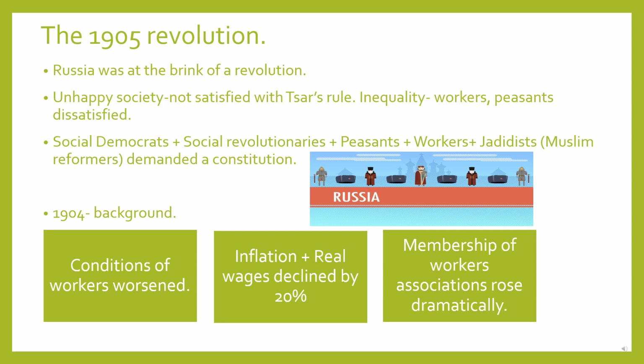On the other side, the membership of workers' associations rose dramatically. People got enrolled into the Social Democratic Party and the Social Revolutionary Party. Basically, people got aware and wanted to fight for their rights. Social Democrats, Social Revolutionaries, the peasants, the workers and the Jadidis came together and demanded a constitution. Now, who are these Jadidis? Jadidis were Islamic reformers who brought about modern changes in Islam and wanted it to spread. Now, let's see what followed.